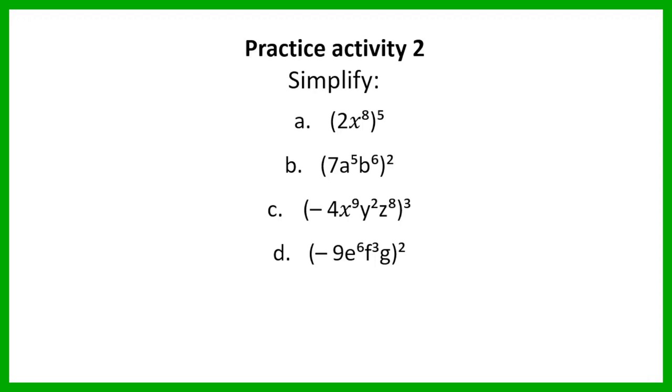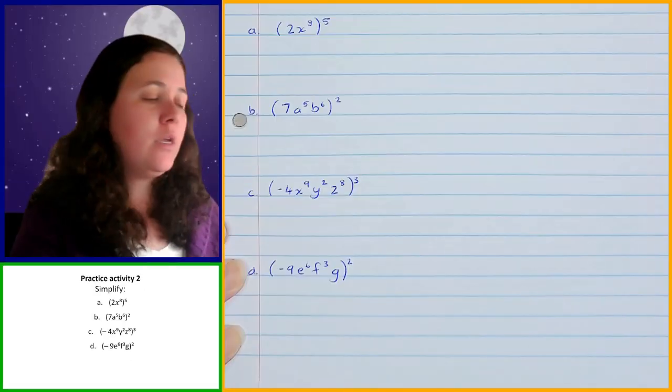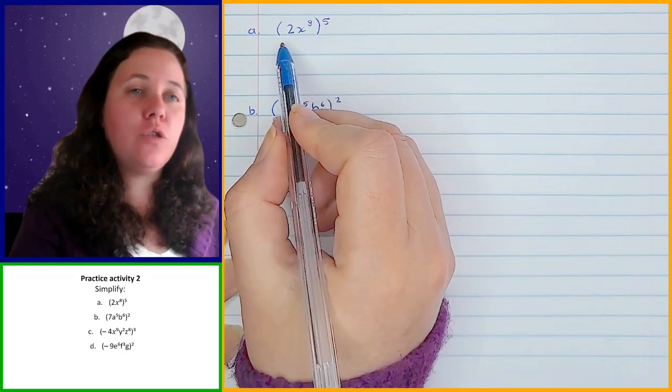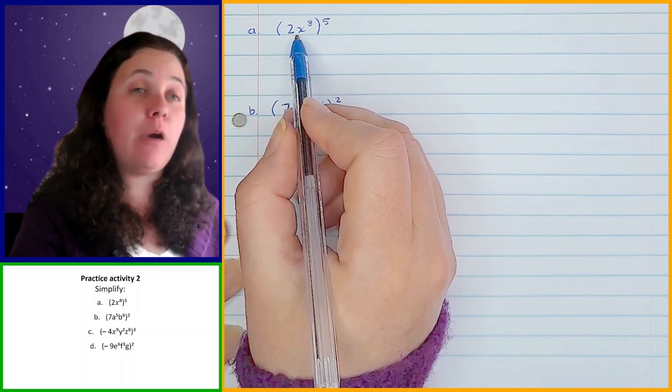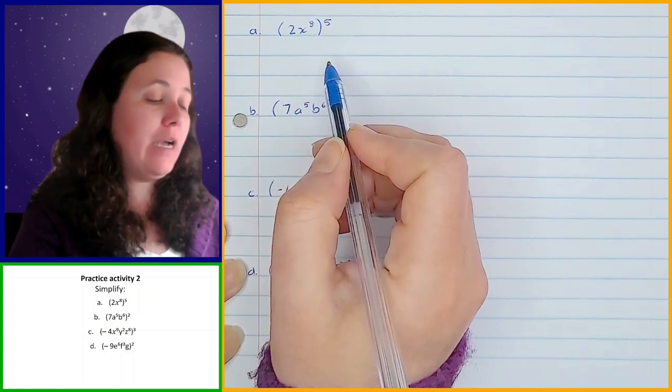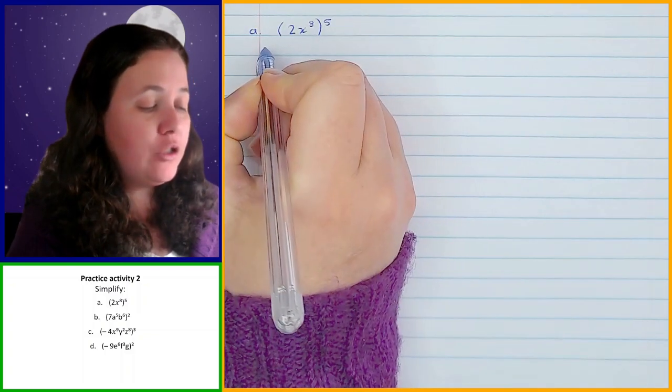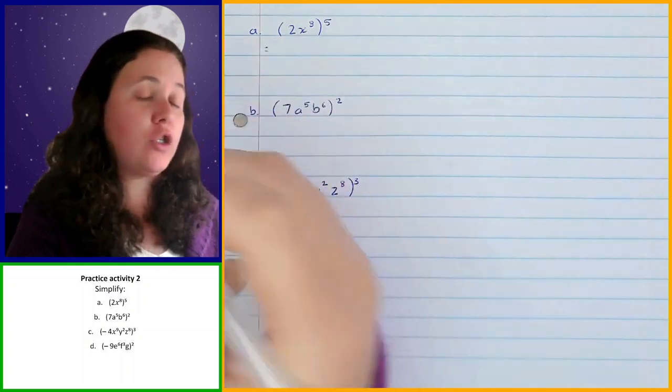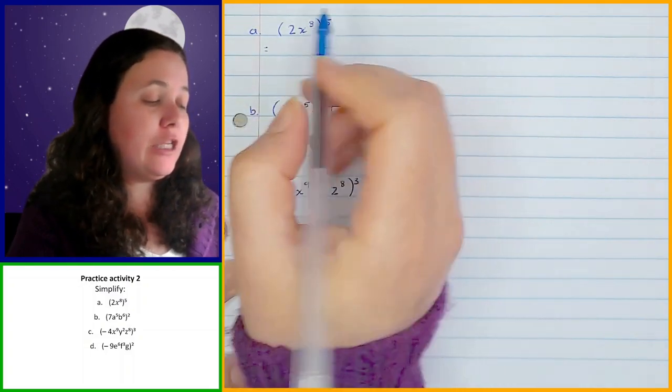Okay, so let's go through those examples. In question A, we had in brackets 2x to the power of 8, and then outside the brackets is the power of 5. The first thing we need to do, in this case, there's no negative to worry about, so I can go straight on to my calculation.